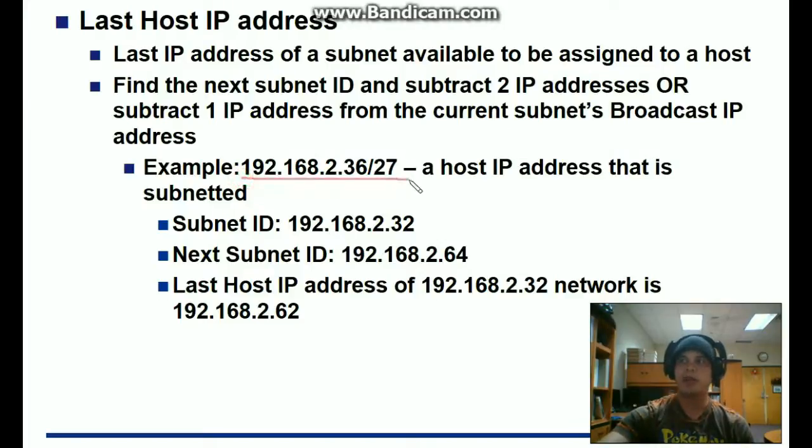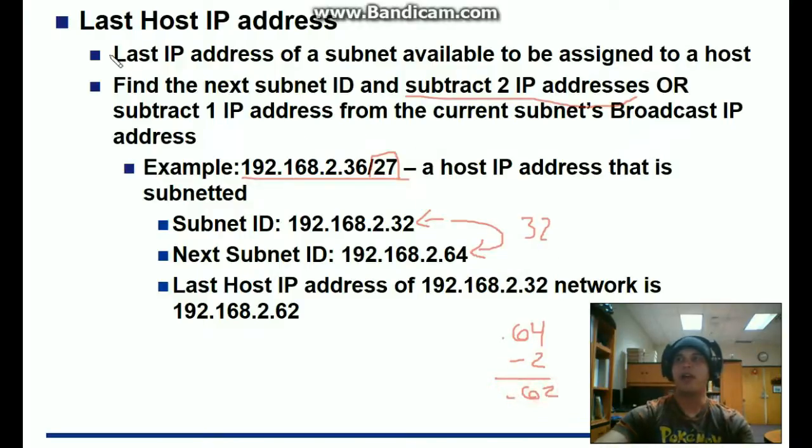So working with our original example, the subnet ID for this IP address was .32. Find the next subnet ID, because remember we're rotating by 32 here because of that /27, and then subtract 2 IP addresses from it. So our next subnet ID is .64 minus 2, that equals .62. And that is the last host IP address for the .32 network.